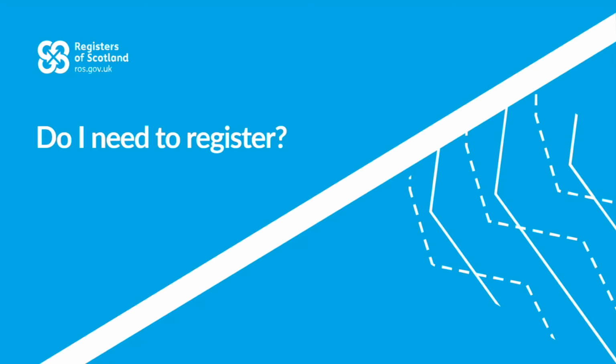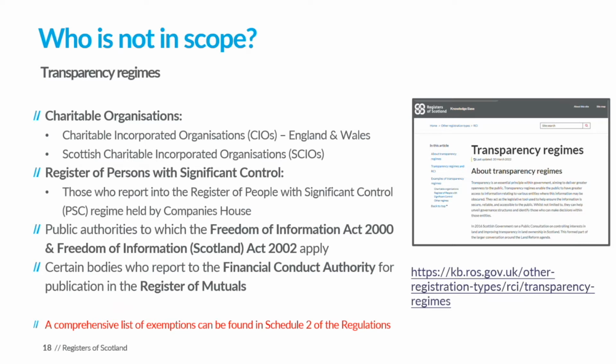Let's start by talking about whether your circumstances mean there is or isn't a need to register. It might be that there's no need, and we'll start by looking at that now. When making a decision, it might be more useful to first rule out the obvious reasons why you might be out of scope of RCI.